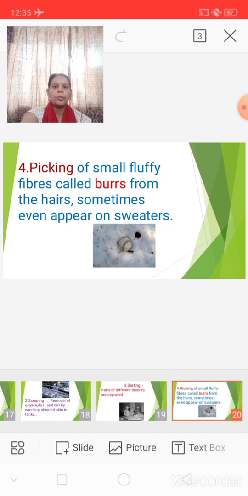And I hope all of you have seen your sweaters and your woolen garments. Even on your sweaters and woolen garments, you might have seen these fluffy fibers. They just come up after a few days. These are said to be your burrs. So during the fourth step, they just remove these burrs from your fiber.